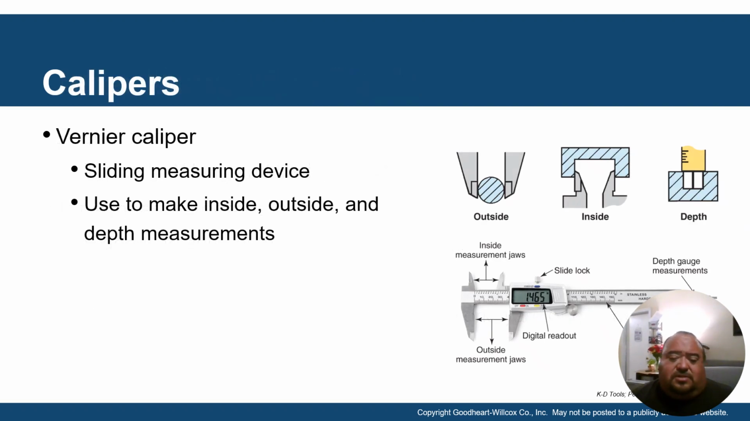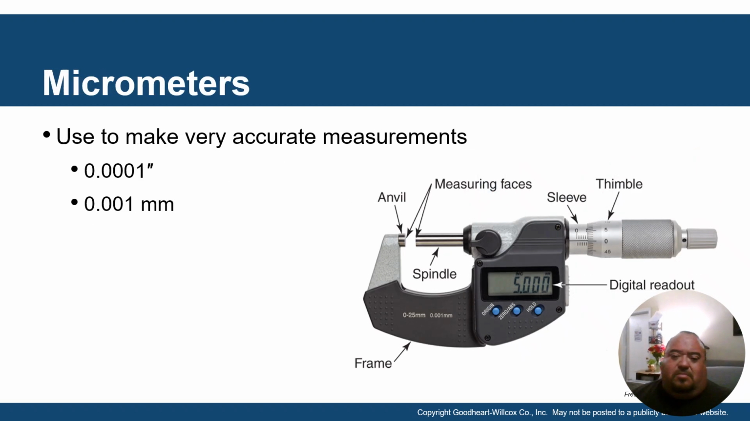Another set of tools is called calipers. The vernier caliper is a sliding measuring device used to make inside, outside, and depth measurements. Micrometers are another widely used measurement tool, used to make very accurate measurements from ten-thousandths of an inch to thousandths of a millimeter.